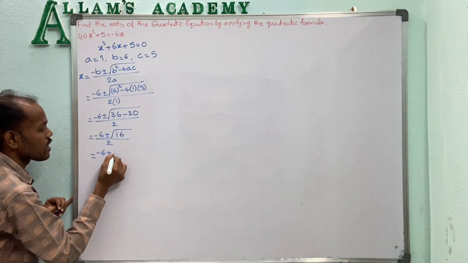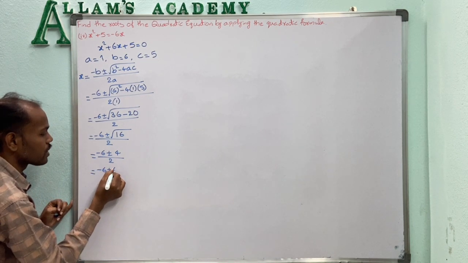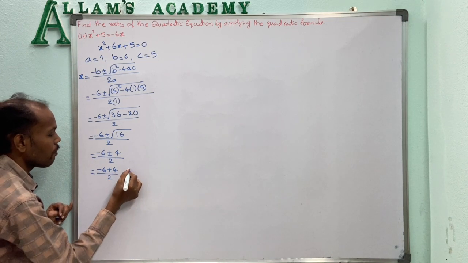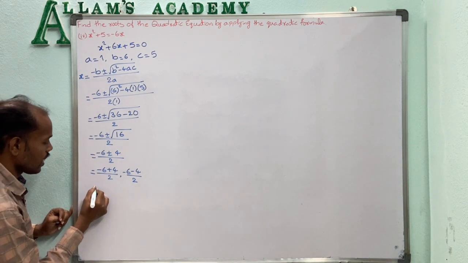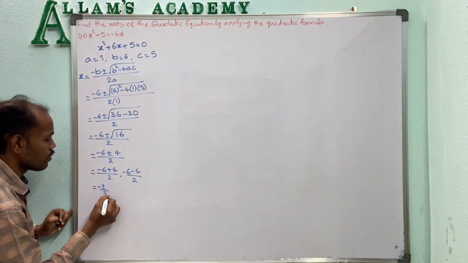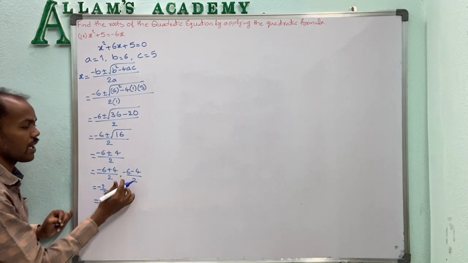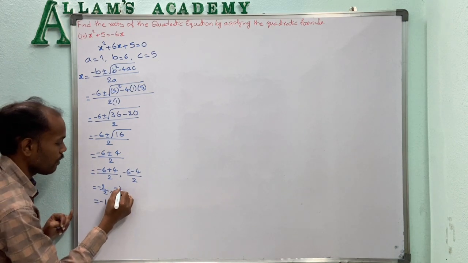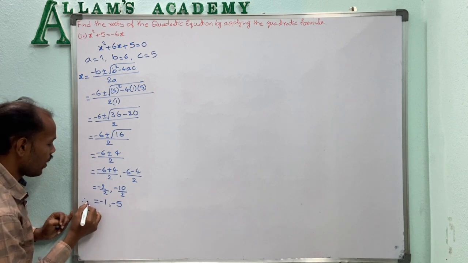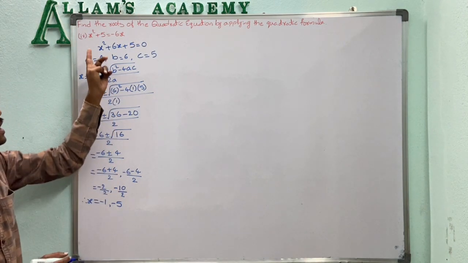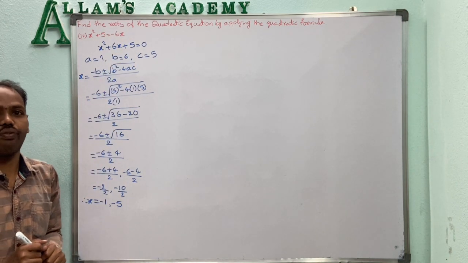So root 16 is nothing but 4. So minus 6 plus or minus 4 by 2. That means now we take minus 6 plus 4 by 2, and minus 6 minus 4 by 2. Minus 6 plus 4 is nothing but minus 2. So minus 2 by 2. Minus 2 by 2 means 2 1s are 2, that means minus 1. Minus 6 minus 4 is nothing but minus 10. Minus 10 by 2 means minus 5, 2 1s are 2, 2 5s are 10. So the roots of the quadratic equation x square plus 5 equal to minus 6x are minus 1 and minus 5.